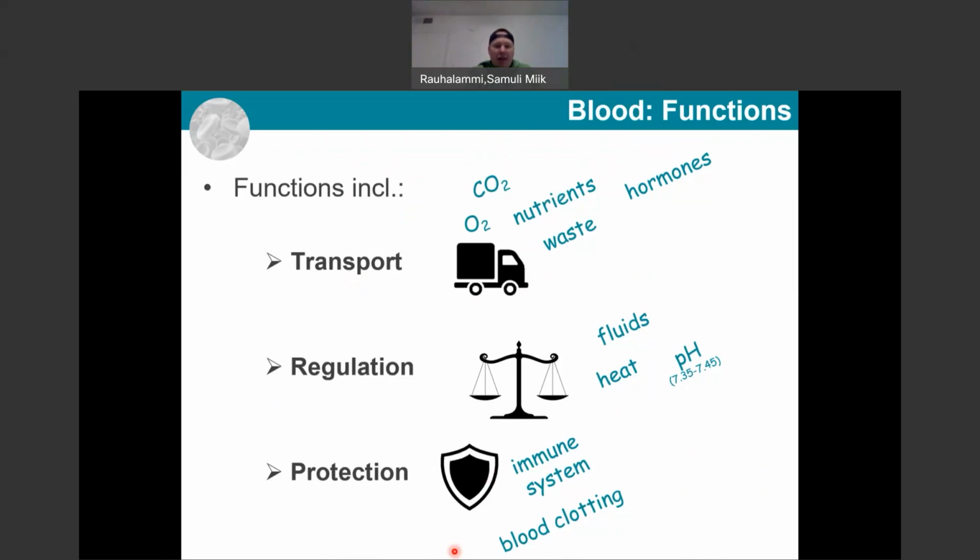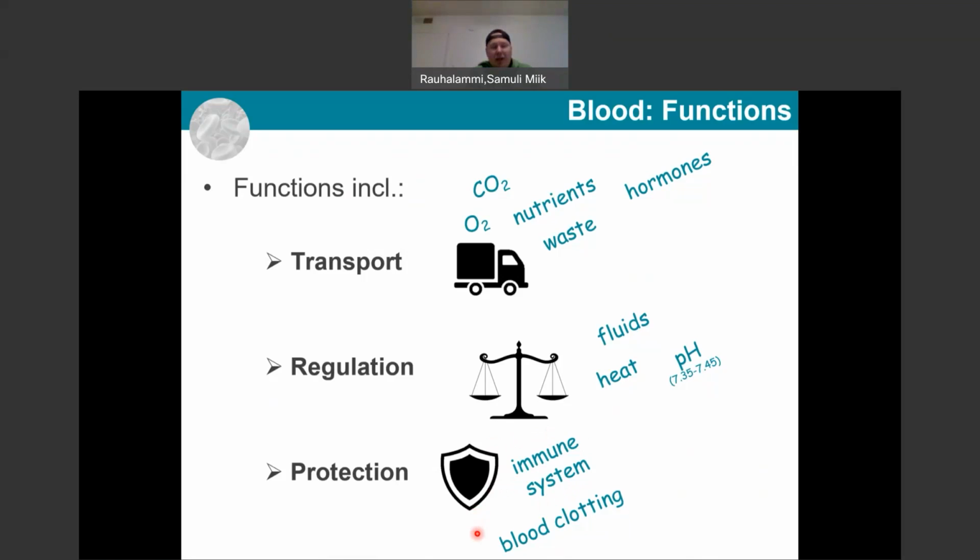I do want to jump here and highlight the protective role of the blood as well. We will actually spend one week talking about the immune system in greater detail, but it's the immune system that works through the white blood cells. So you'll be introduced to the white blood cells in this week's material, but then we'll dig into greater detail later on.